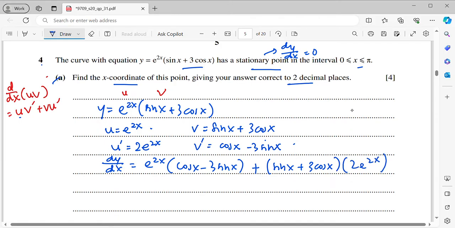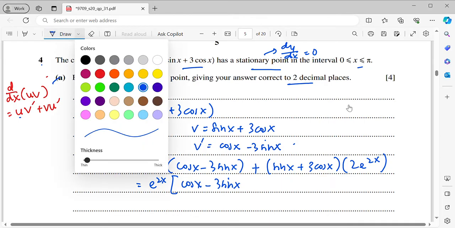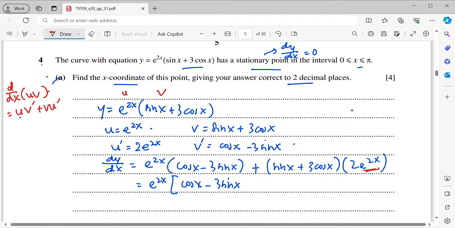Okay, so from here, I can factorize the common term, which is the exponential 2x. Then you will be getting cos x minus 3 sin x. And for the second term, once we have factorized the exponential, you still have the 2. So this 2 must multiply the remaining terms. Then you'll be getting 2 sin x plus 6 cos x. So now simplify the terms inside the bracket. cos x plus 6 cos x is 7 cos x. Minus 3 sin x plus 2 sin x will be minus sin x.